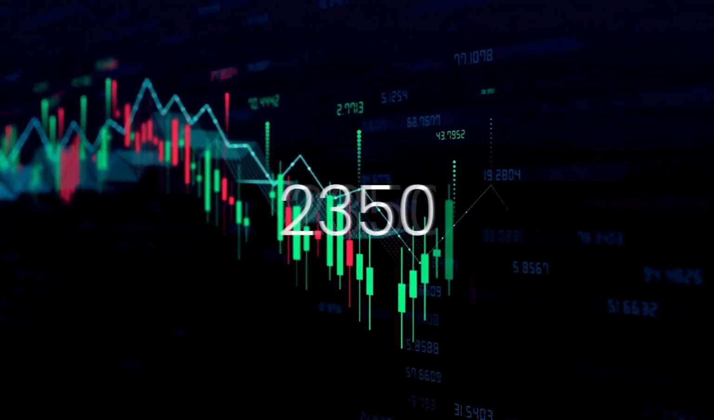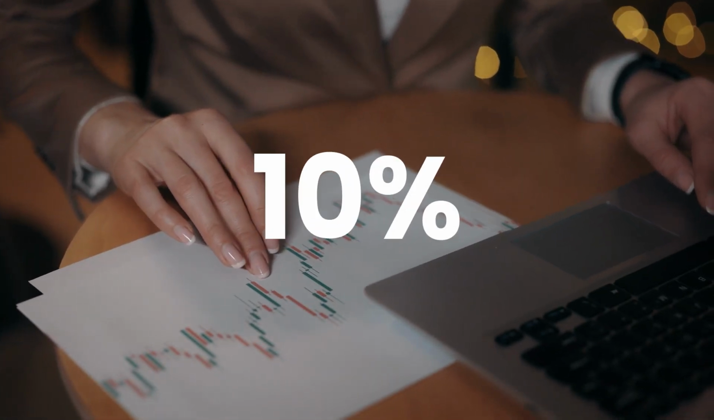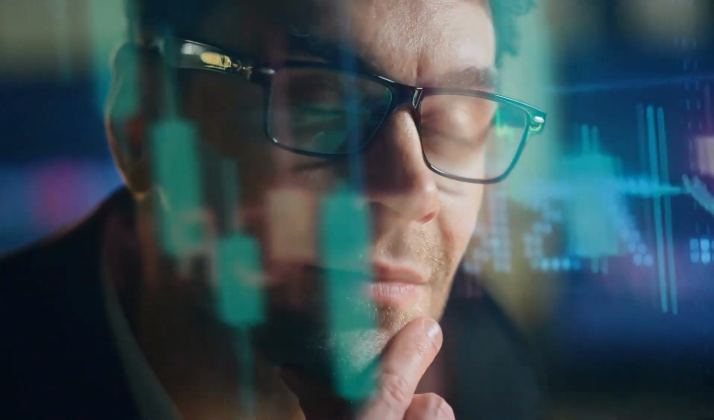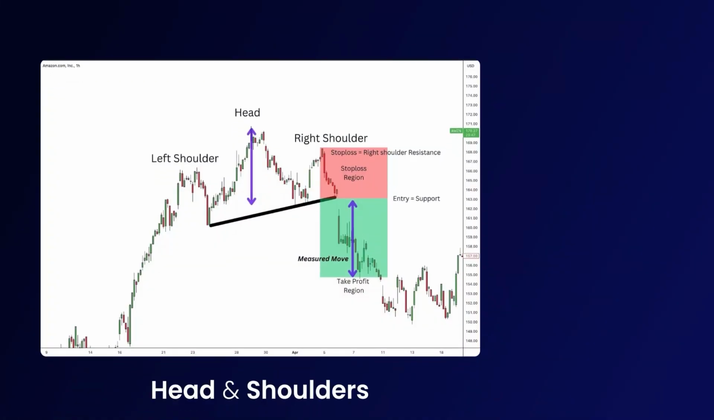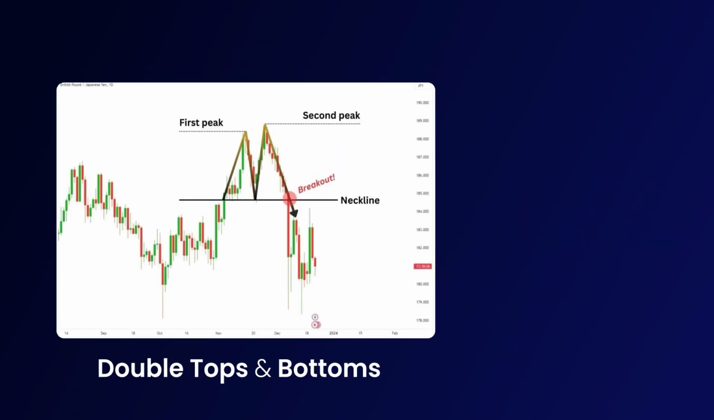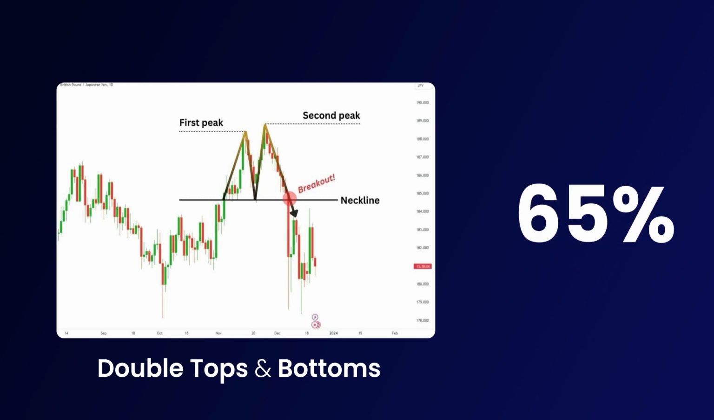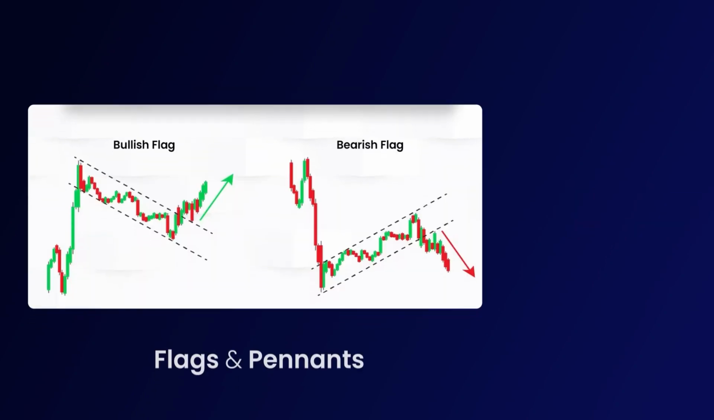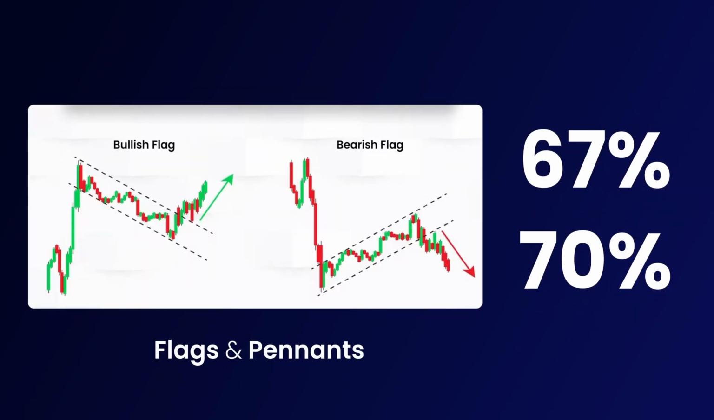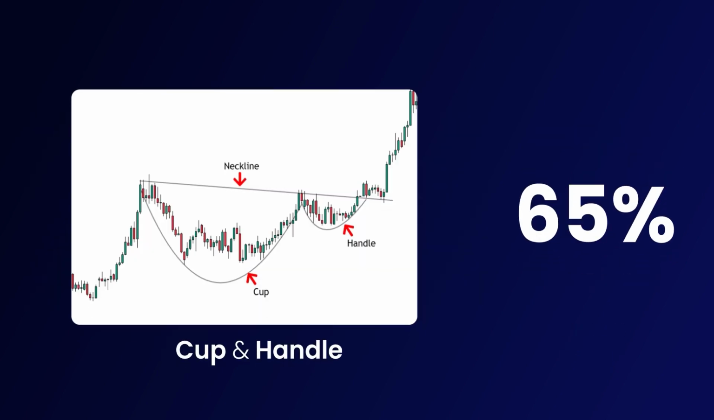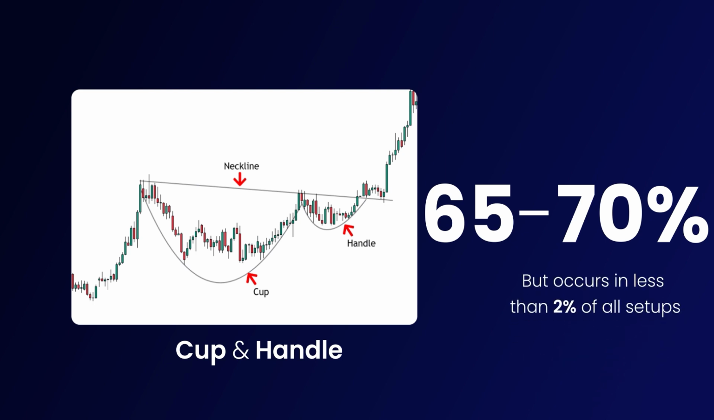Those patterns only occur in a small percentage of market phases. Studies show that classic chart patterns appear in less than 10% of total price action. And even when they do form, their success rates vary. Head and shoulders, approximately 68% success. Double tops and bottoms, approximately 65%. Triangles, approximately 60 to 63%. Flags and pennants, 67 to 70%, but rare. Cup and handle, 65 to 70%, but occurs in less than 2% of all setups.